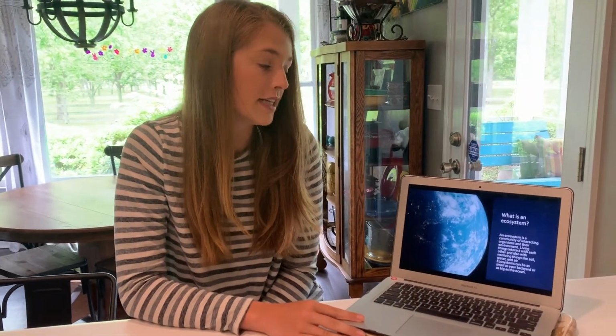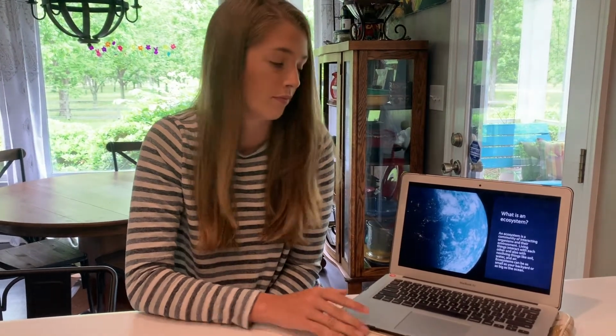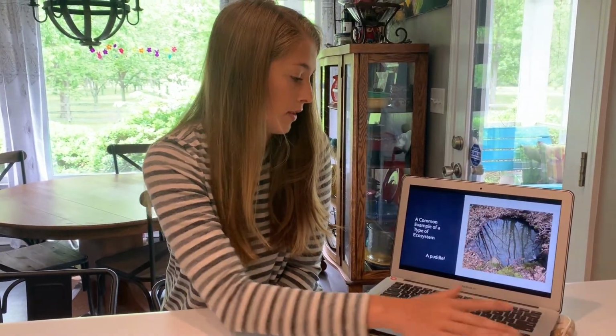Okay, so what is an ecosystem? An ecosystem is a community of interacting organisms and their environment. Living things interact with each other and also with non-living things like soil, water, and air. Ecosystems can be as small as a puddle or as large as the ocean. So a common example of an ecosystem is just a small puddle in your backyard that you find after it's rained.